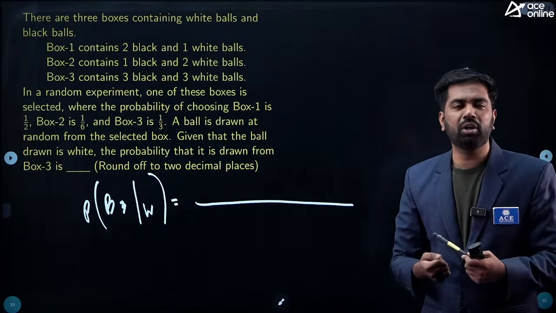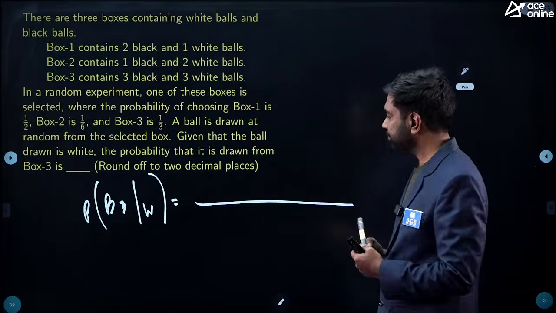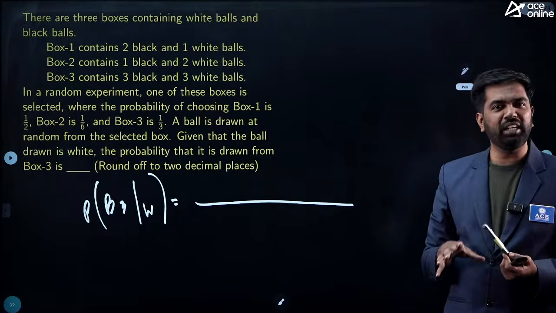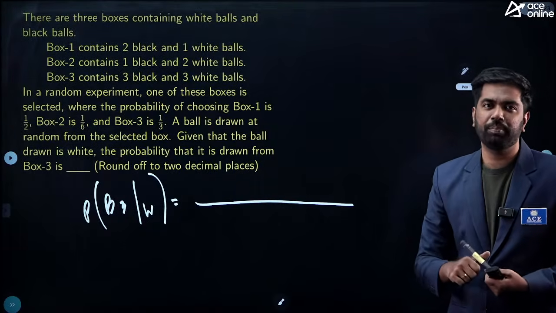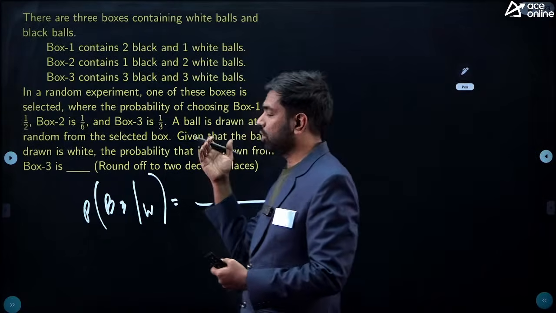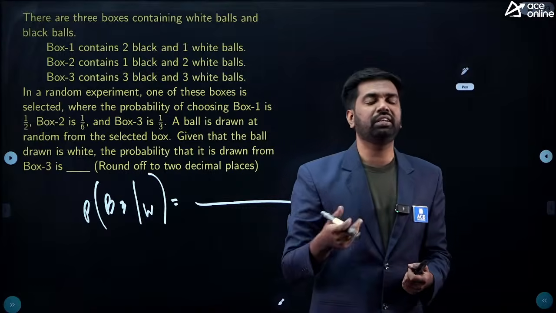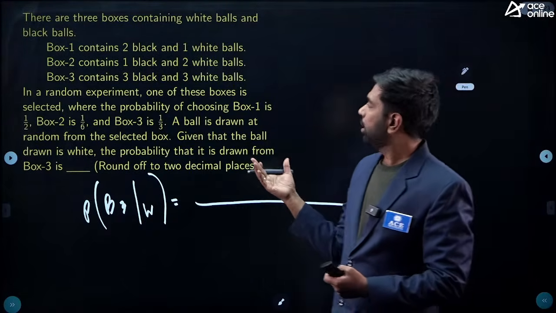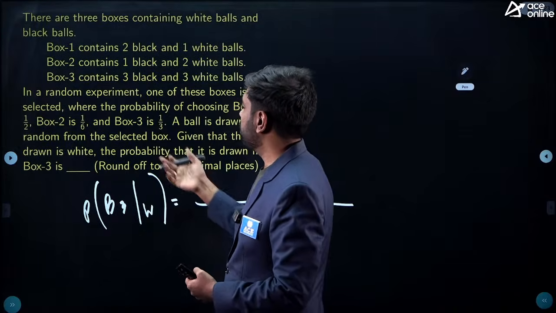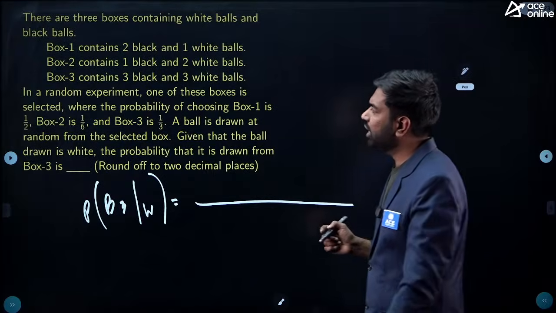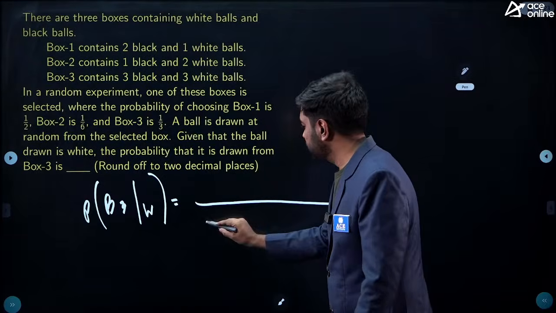Or if I select box 3, I can get a white ball. If you can write the total probability, this is called the total probability, then it's a one line answer. So let me select box 1. Box 1, box 2, box 3 are not equally likely. Selecting box 1 has a probability of 1 by 2. Box 2 is 1 by 6. Box 3 is 1 by 3. So what is the probability of selecting box 1? It is 1 by 2.